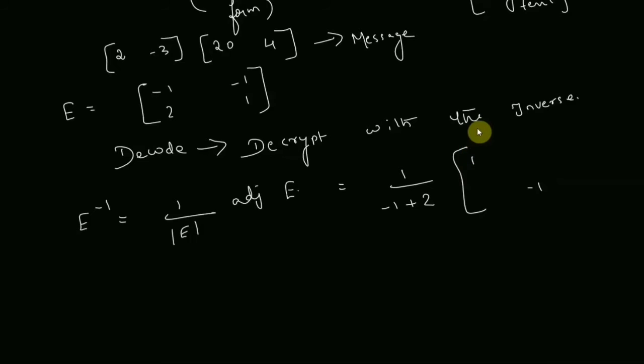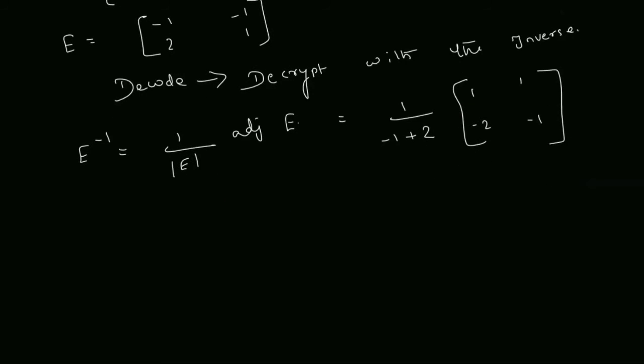Okay, so the determinant is minus 1, minus of minus 2, that is plus 2, and adjoint, you all know, interchange the elements of the principal diagonal and change the sign. So the determinant is 1, adjoint is 1, minus 2, minus 1, that is the inverse, E inverse.